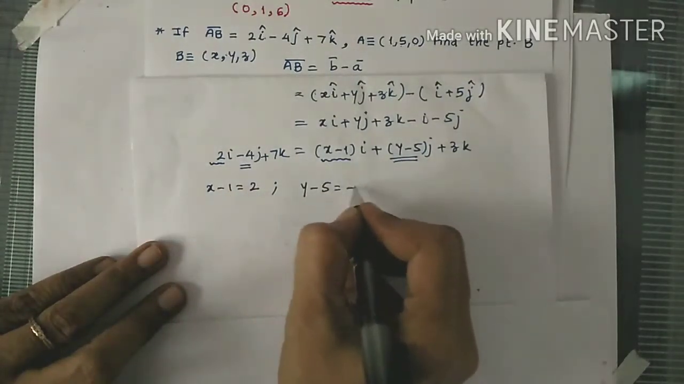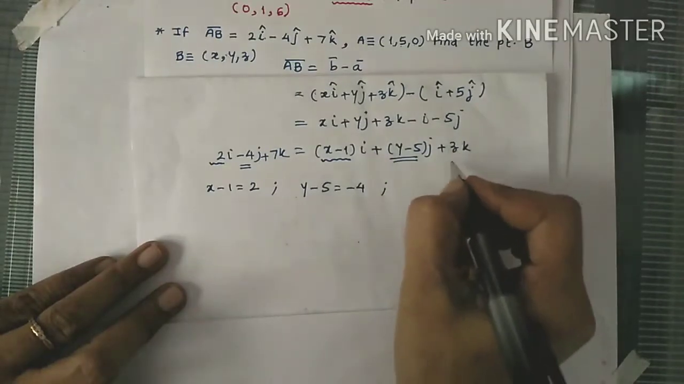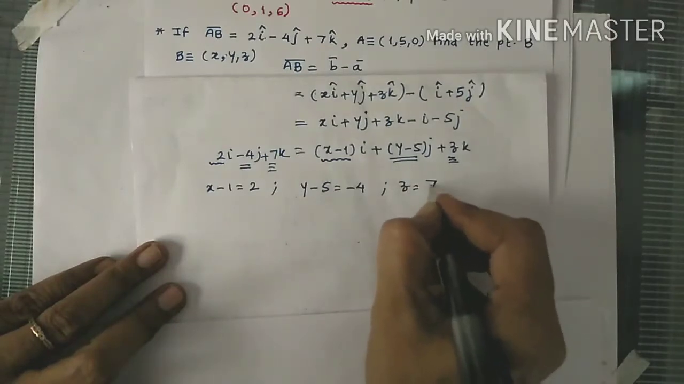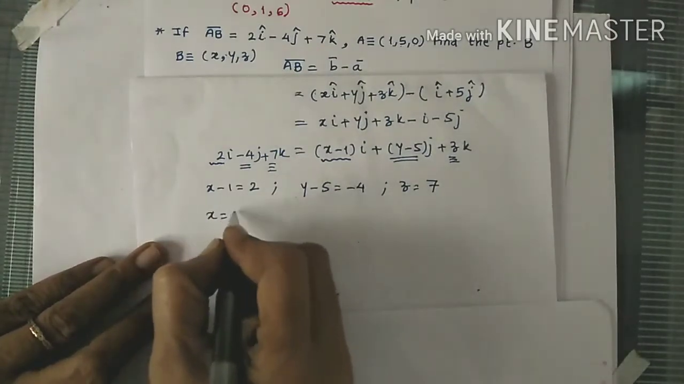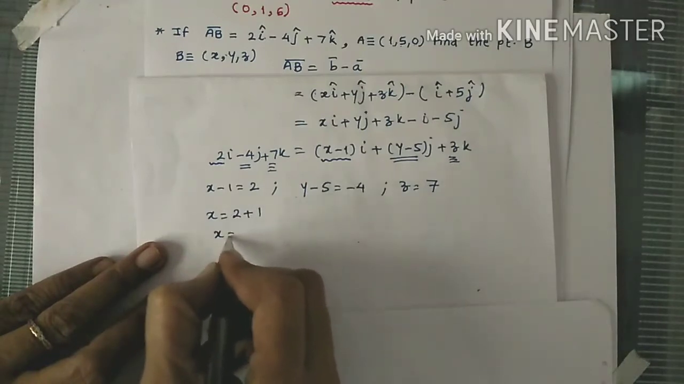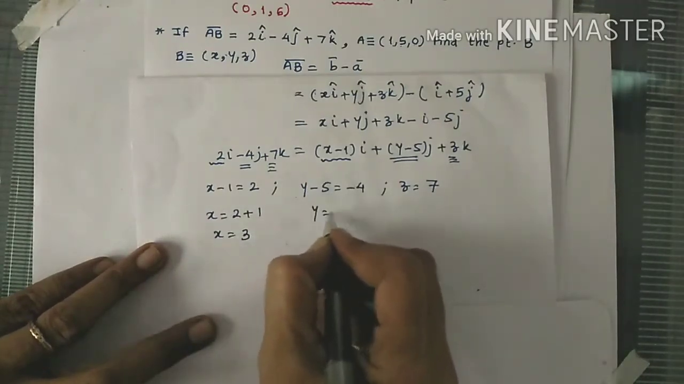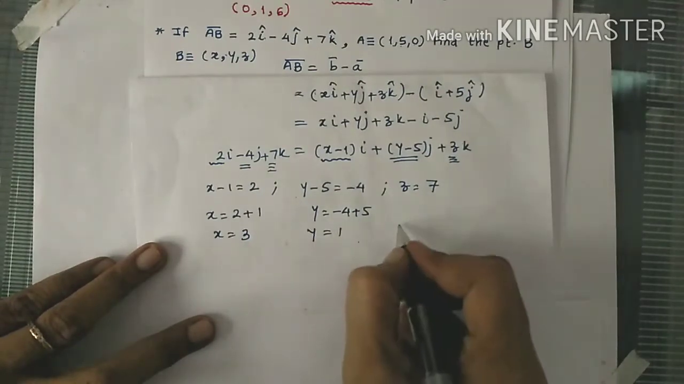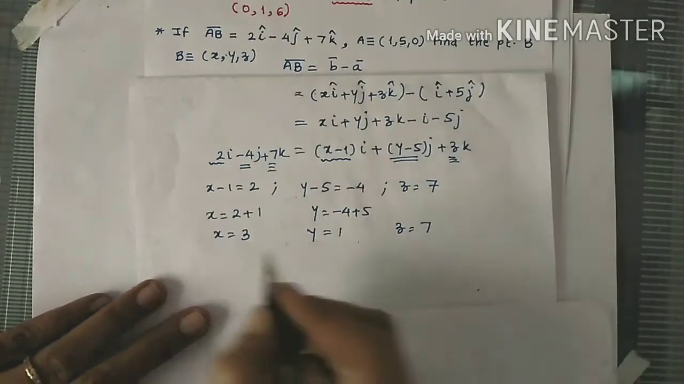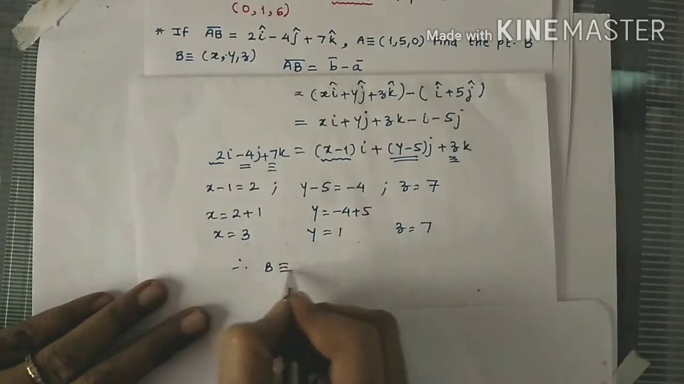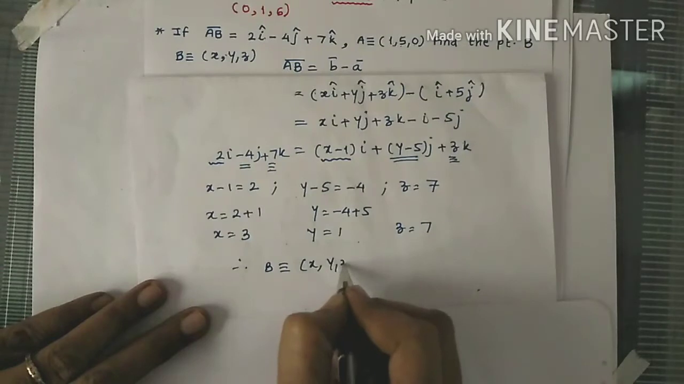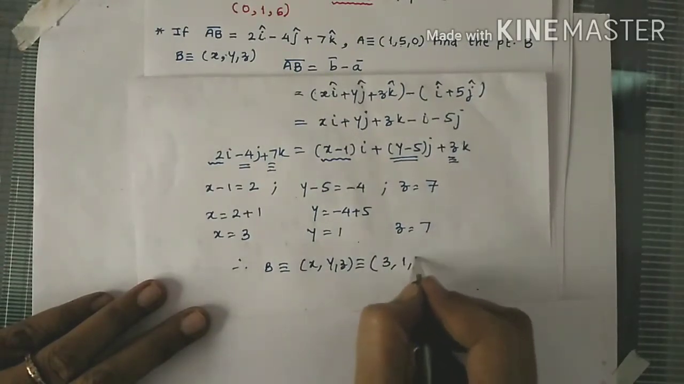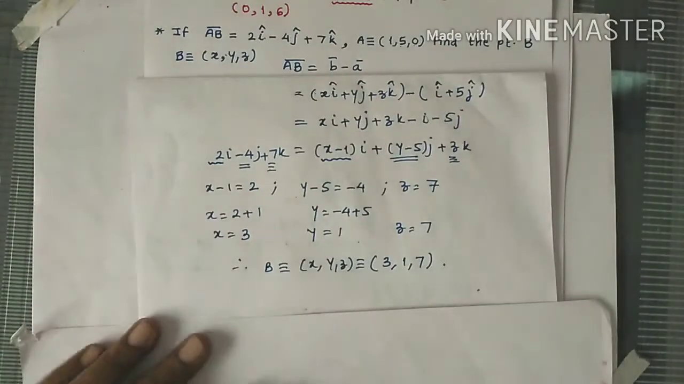So y minus 5 equals minus 4. Coefficient of k is z, and here it is 7. So z equals 7. So x is equal to 2 plus 1, that is x equals 3, y equals minus 4 plus 5, so y is equal to 1 and z is 7. Therefore, coordinates of B, which we have taken as x, y, z, are now 3, 1, 7. So this is our point B.